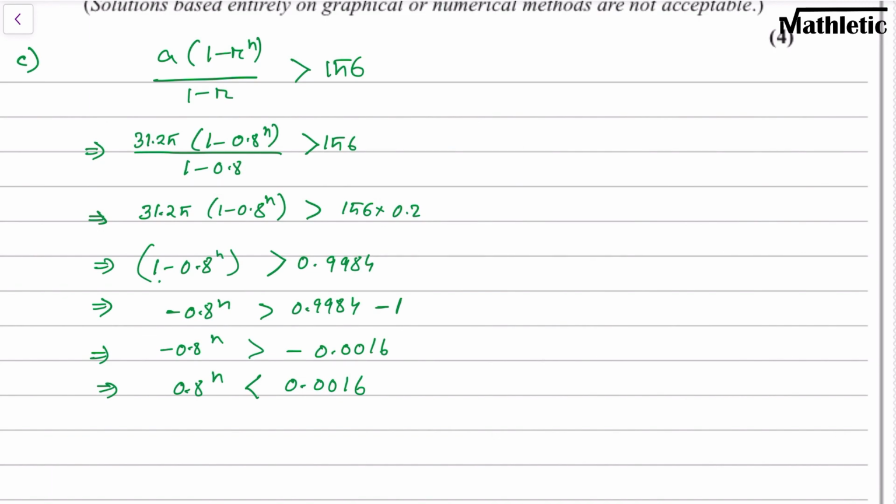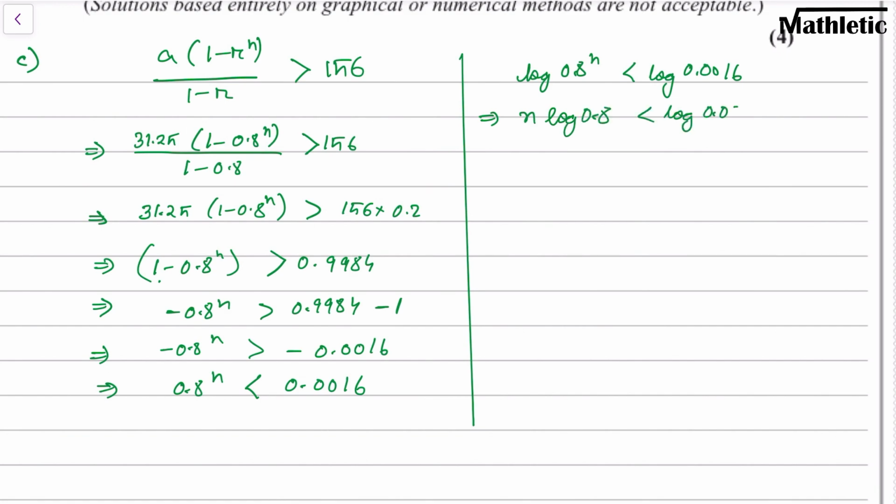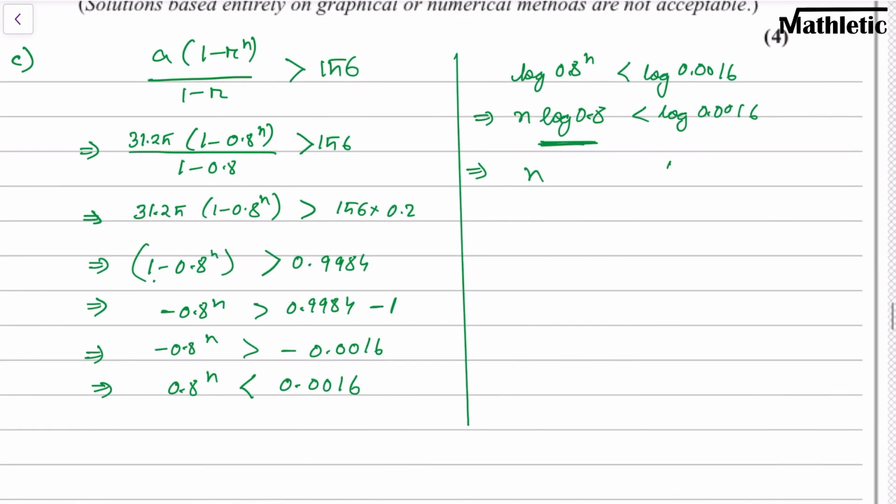Next, since the n here is at the power level, I need to take log on both sides of the equation. I'm not writing the base, assuming it to be 10. So taking log on both sides of the equation. Next, you can just shift this power n to the beginning. So that will be n log 0.8. Next, when you make n the subject, you need to divide by this log. You need to shift this log to the right side.